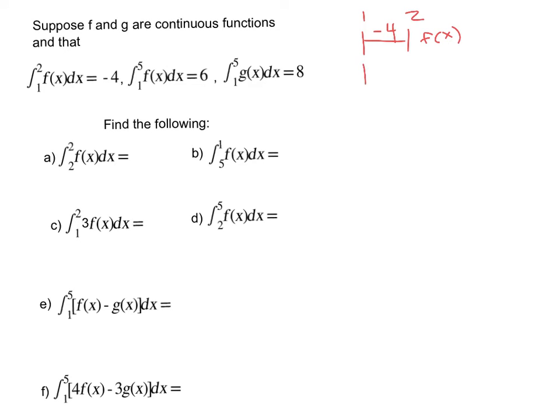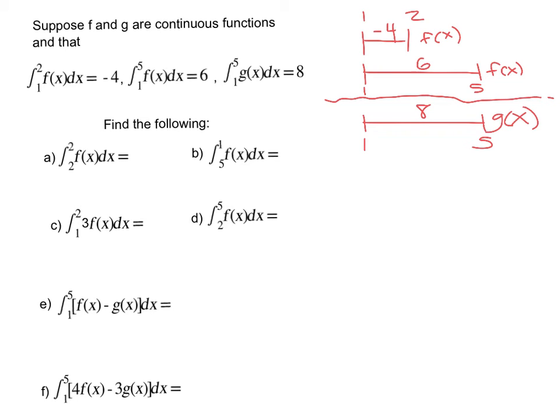And then I'm going from 1 to 5. So I kind of make it right on top of itself. 1 to 5 of f of x, and that whole thing is 6. And then we have 1 to 5 of g of x. So I kind of like to write it out like that. But this is a different function. So based on that, go through, pause the video, see if you can figure these out.